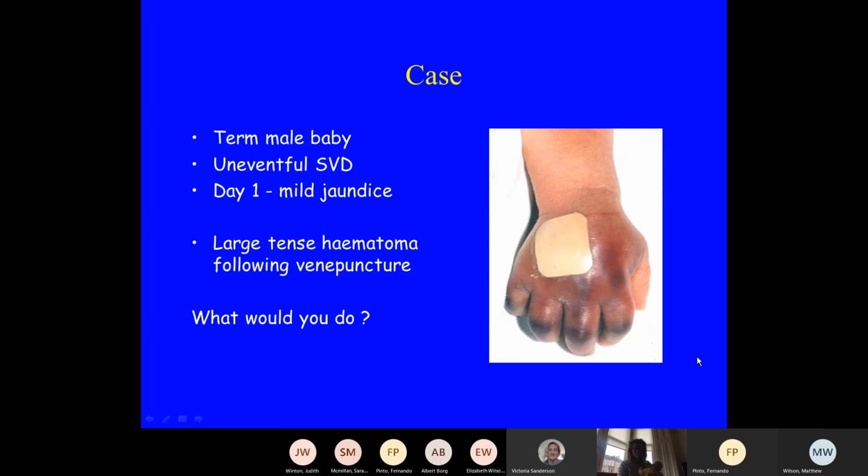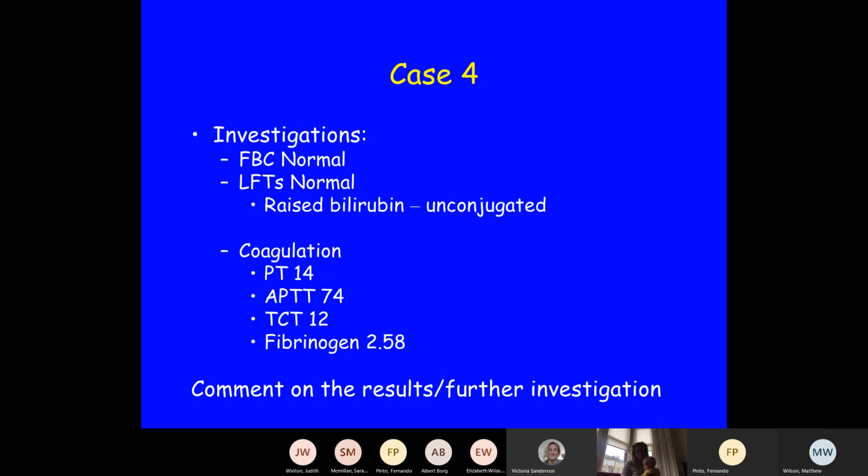So this is a term male baby who had a non-eventful vaginal delivery, had some jaundice on day 1, and had a venipuncture to do some bili levels, and had this really large hematoma. That's what it looks like, tense on the hand. So what do you do? You've got someone with a big bruise, send a coagulation screening. Next. So, and a full blood count, of course.